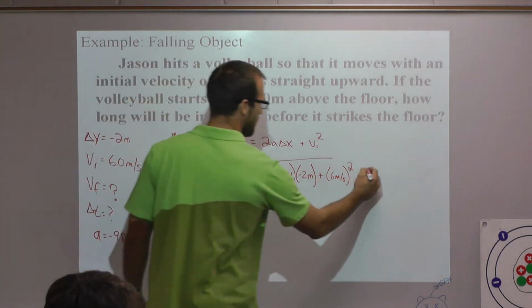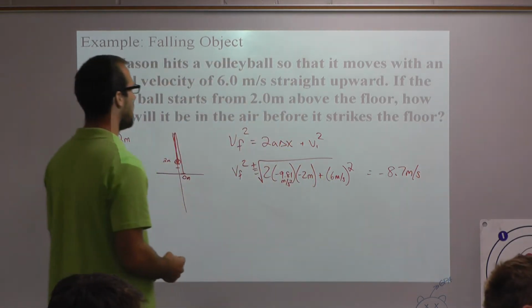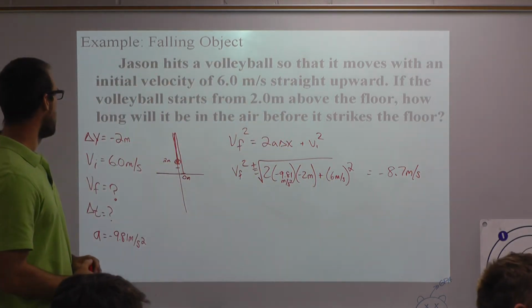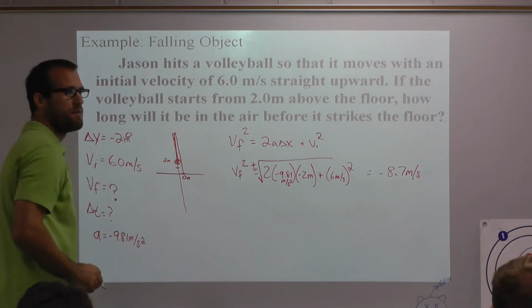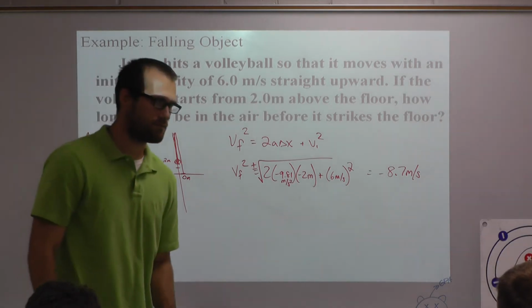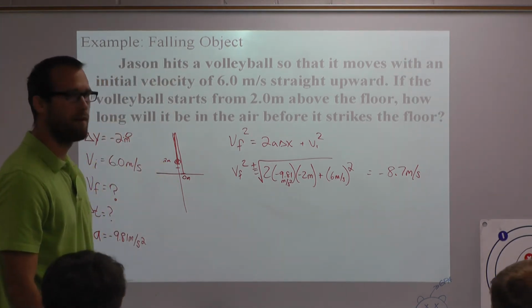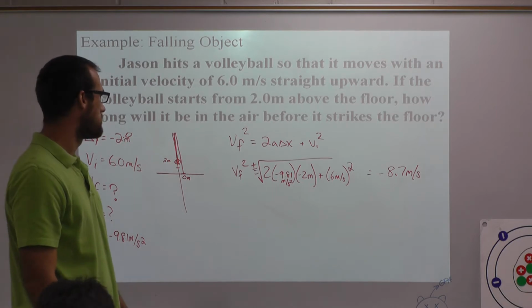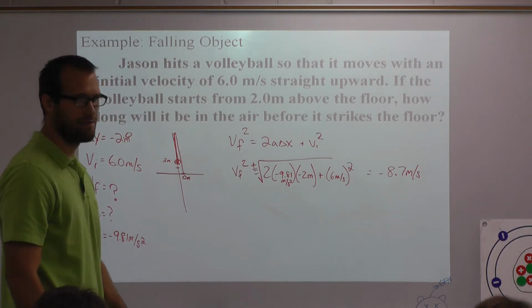What did we get? Why don't we do 8.7? This is a negative 8.7. I got 5 non-zero numbers after the decimal. This should probably be 2.0. I just didn't write it down. Are you sure it's negative 8.7? Yeah. Doesn't matter if it's negative 8.9 or 5. I would get 8.5.